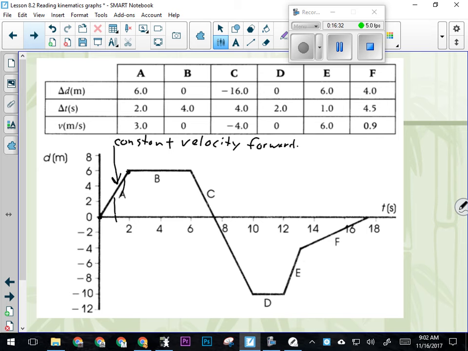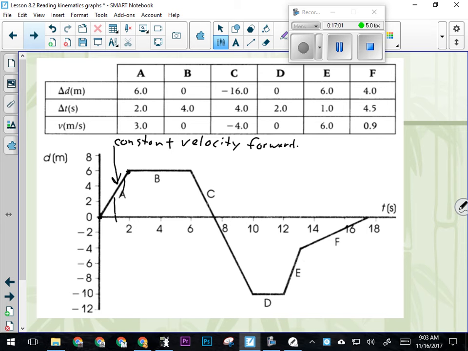Okay. And then we said in B that the object is standing still. Okay. And the reason for that is that the line has no slope, right? The position's not changing. He's at 6 meters at the beginning of B. He's at 6 meters at the end of B. He hasn't gone anywhere. Now, since this is flat, its slope is 0, which should make sense. If you're standing still, what's your velocity? 0. Okay, it's a flat line, so it should have a slope of 0.